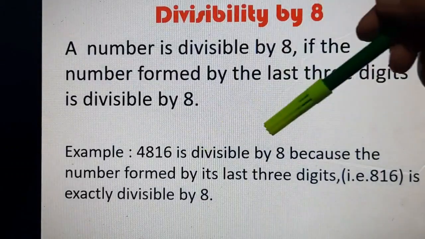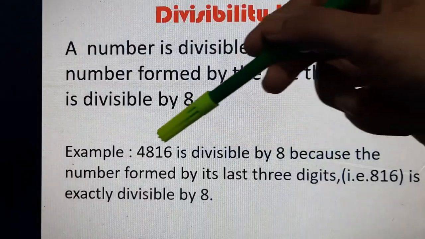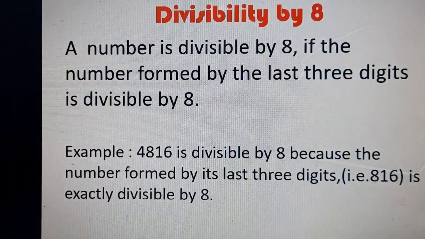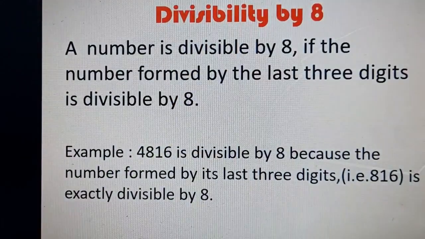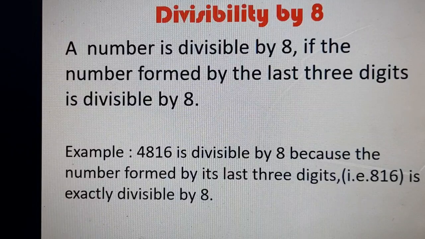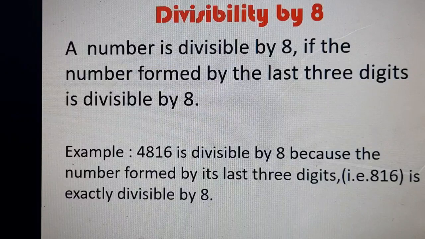4816 is divisible by 8 because the number formed by its last 3 digits, that is 816, is exactly divisible by 8. Exactly, pay attention, beta. Exactly divisible means no remainder should be left. When you are checking, the last 3 digits are forming the number 816. 816 is exactly divisible by 8, meaning on dividing, no remainder is left. So 4816 is divisible by 8.